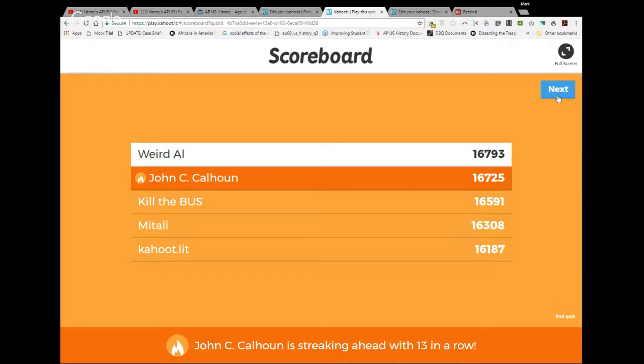So here we go. John C. Calhoun is streaking with three in a row, streaking ahead. So Weird Al, you might be unseated again. But what's interesting is how the top five has just been really strong here.